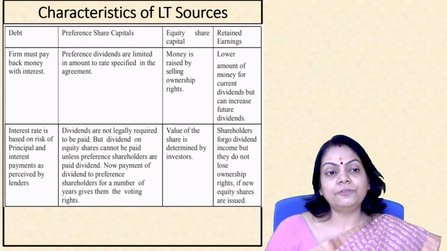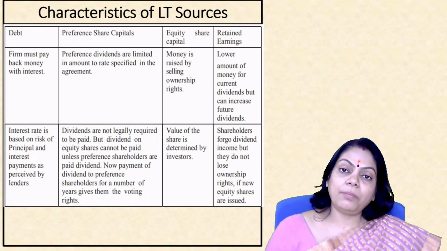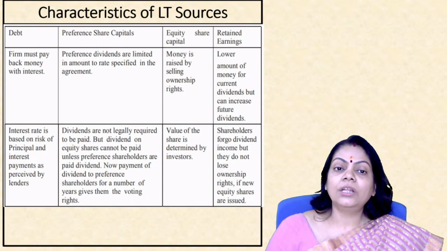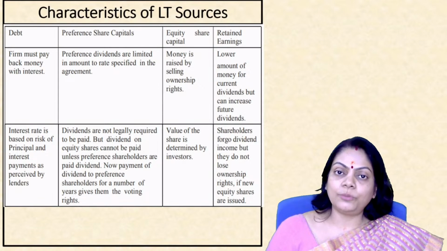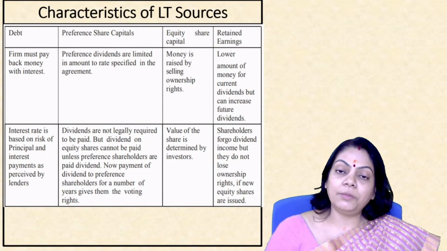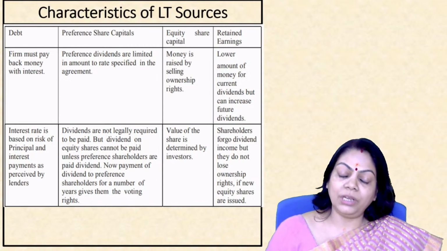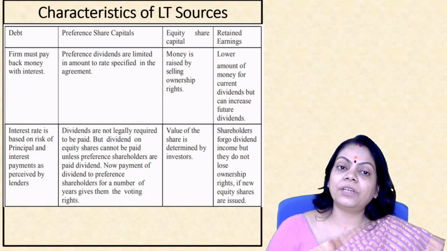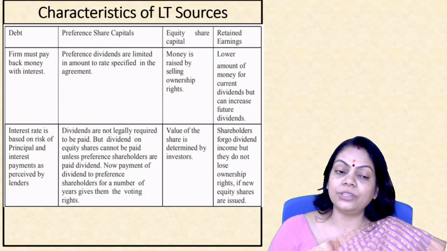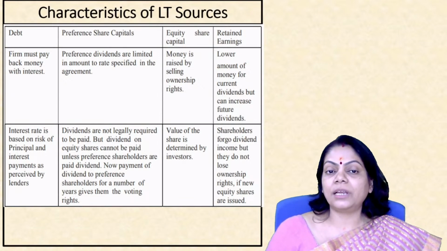What are the characteristic differences? With debt, the firm must pay back the money because it's a loan capital. The firm should pay back the money with whatever interest is applicable. Whereas in case of equity, the money is raised by selling ownership, so there is no concept of repayment of equity capital. The capital is perpetual by nature. And the preference could be redeemable or irredeemable. If it is redeemable, it behaves like a debenture, and if it is irredeemable, it behaves like an equity share.